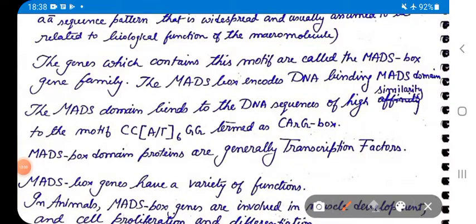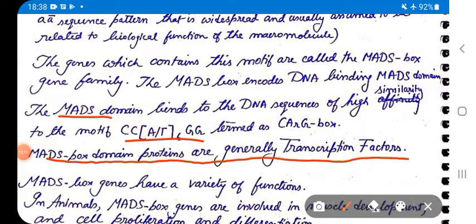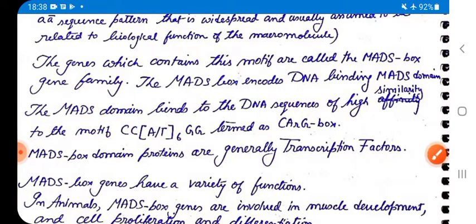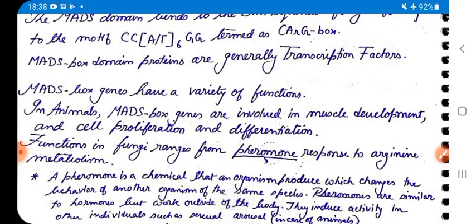So the main purpose of this MADS box is that MADS domain proteins are generally transcription factors. Those proteins that contain the MADS box sequence are actually transcription factors. So the floral organ identity genes are a type of transcription factor which triggers the transcription of the genes responsible for flower development, responsible for the layers of the flower, and they bind to certain sequences with the help of the MADS domains within them. Now the MADS box has a variety of functions.